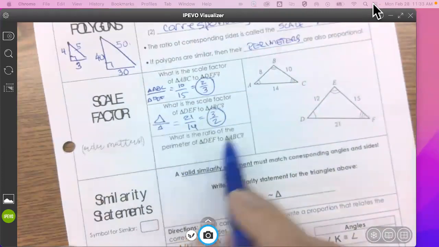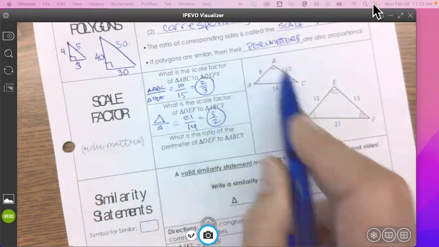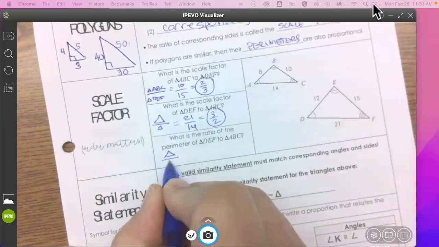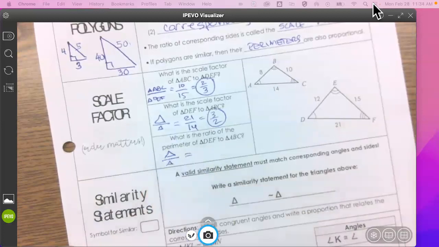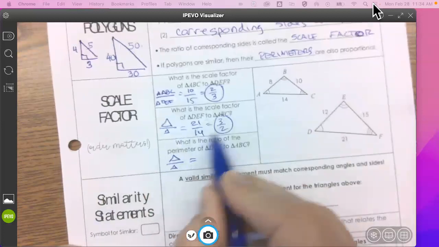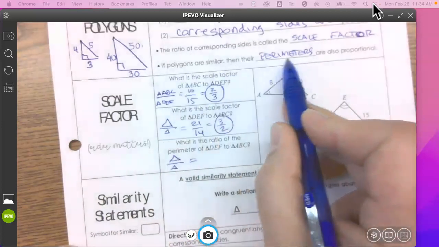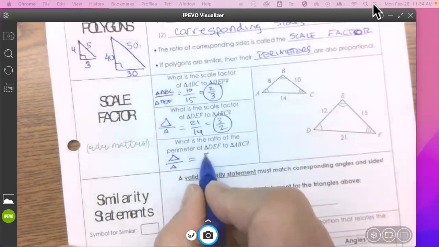Okay, what's the ratio of the perimeter of DEF to ABC? So we're saying the bigger one to the smaller one. What's that ratio going to be? Yeah, we can just steal it from here. This was also bigger over smaller. What we're saying is the perimeters are proportional just as the sides are.